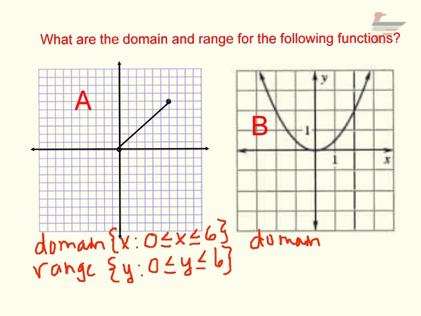Notice that x can be negative, x can be 0, x can be positive. So we say that the domain is all real numbers, which is a double-lined R. The range is going to be all numbers greater than or equal to 0. So we would say y such that y is greater than or equal to 0.